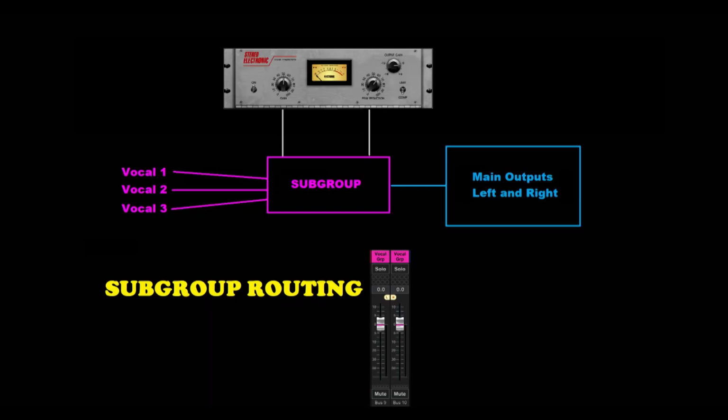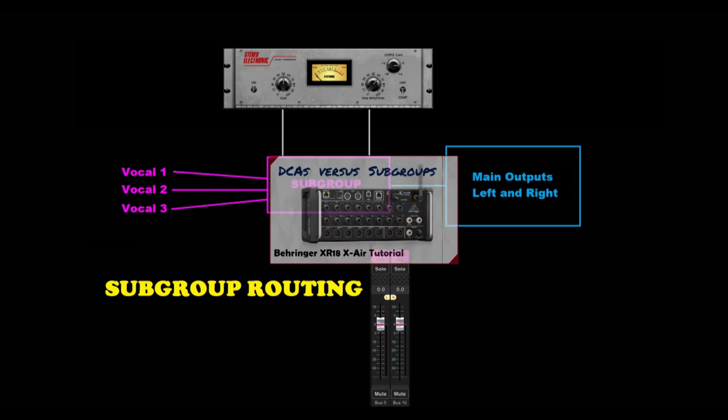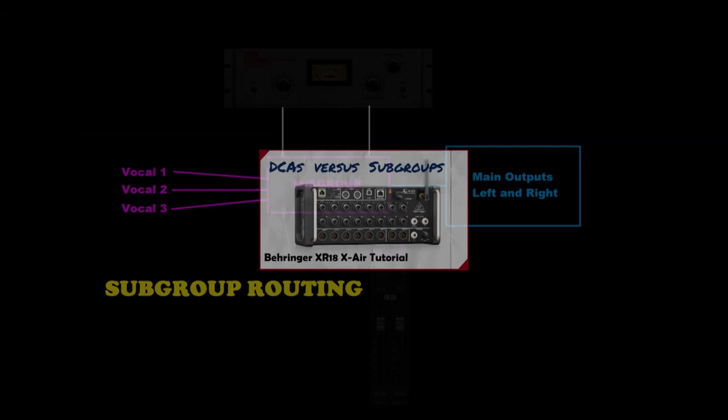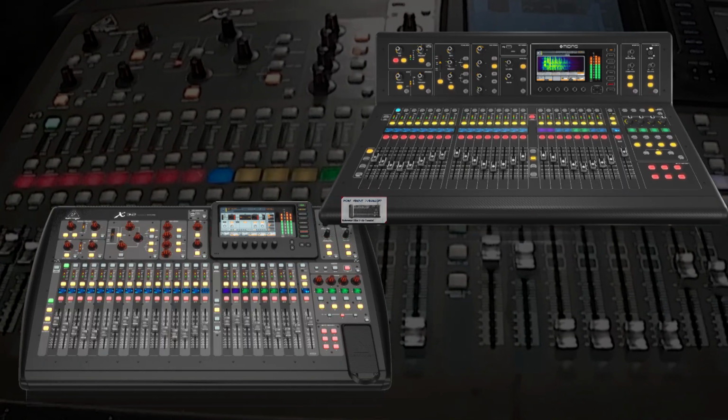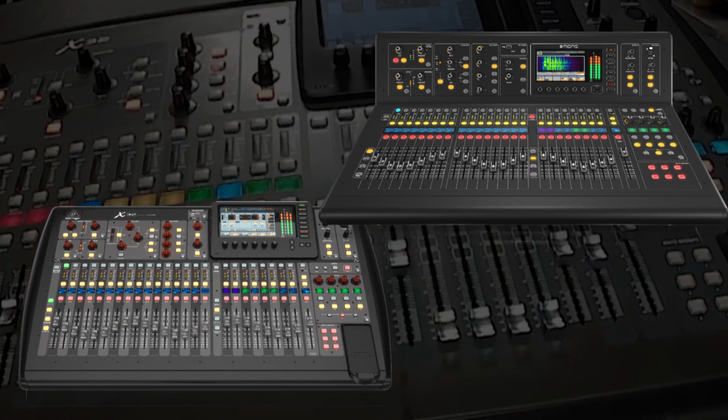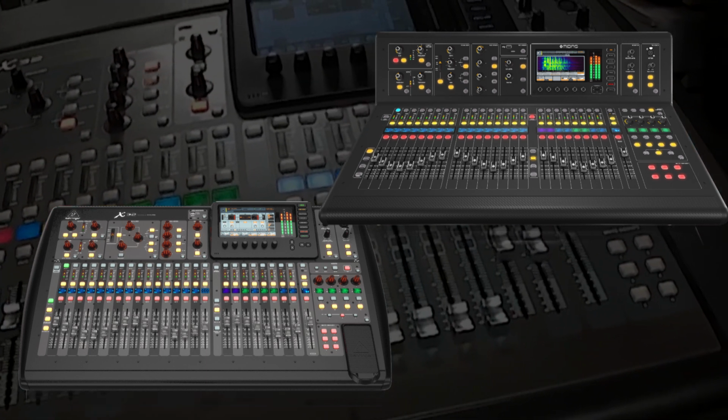I kind of glossed over subgroups since we're mainly discussing DCAs in this video, but if you're wanting to know more about subgroups on the Behringer and Midas platform, I have a subgroups versus DCA video that I made for the XR series. The concepts and explanations easily translate to the X32 and the M32, so it should be helpful and easily understood. I'll leave a link right here on the left for that video.